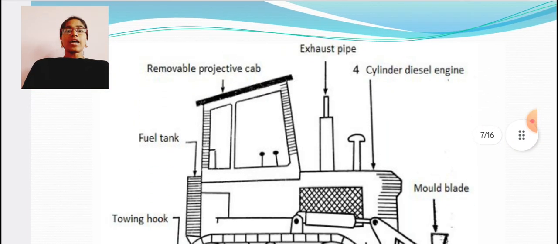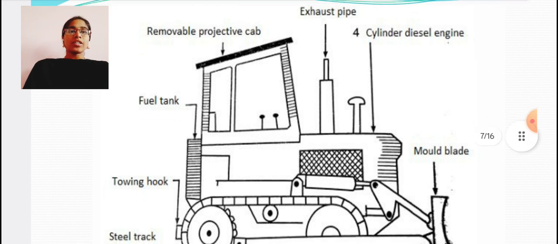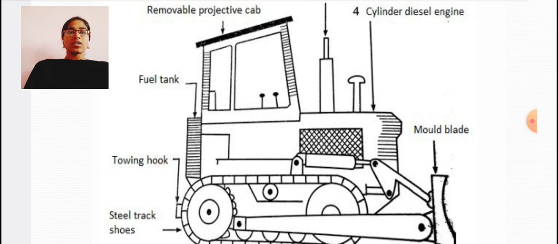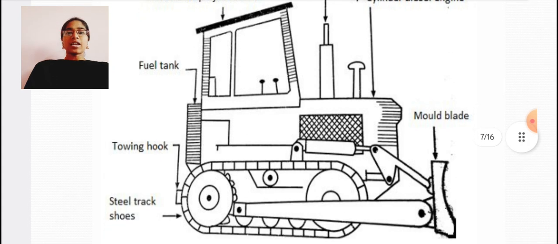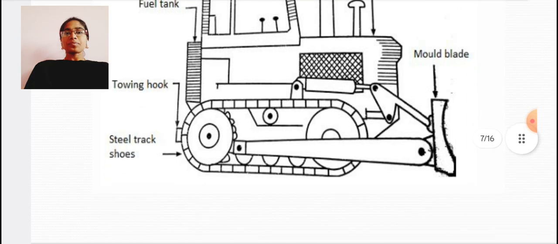So this is the diagrammatic view of the bulldozer. The bulldozer has a diesel engine, mold plate for the reclamation works, removable protective cap, fuel tank and steel track shoes. I mentioned earlier that bulldozers have track type or chain type tires. These are all the views of the bulldozer.